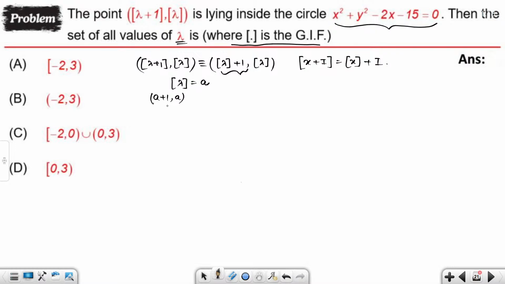And they have said that this point is lying inside this circle. Hence, it must satisfy. I mean, not satisfy, I will find out what is my S1. What is that S1 here? S1 is, in place of X, I'm going to put a plus 1, and in place of Y, I'm going to put a. So what are we getting?